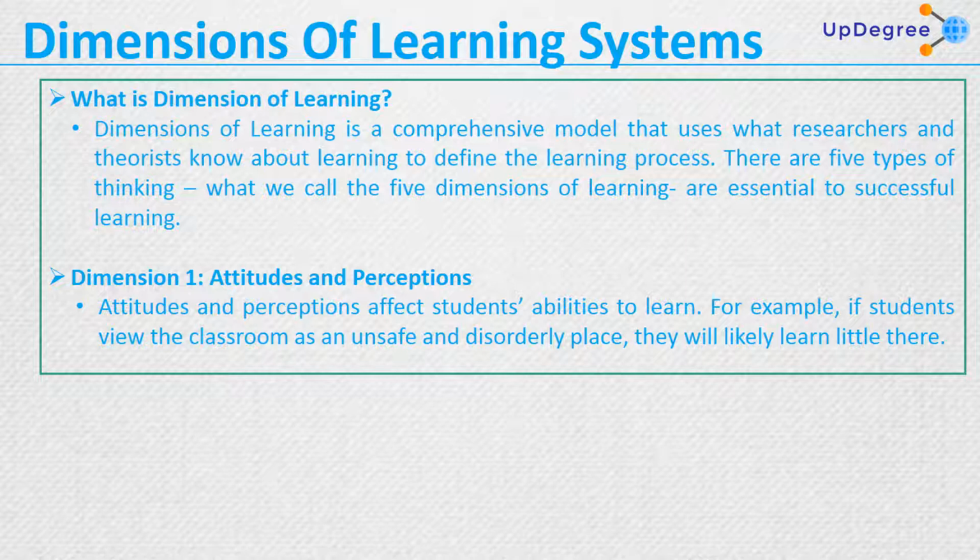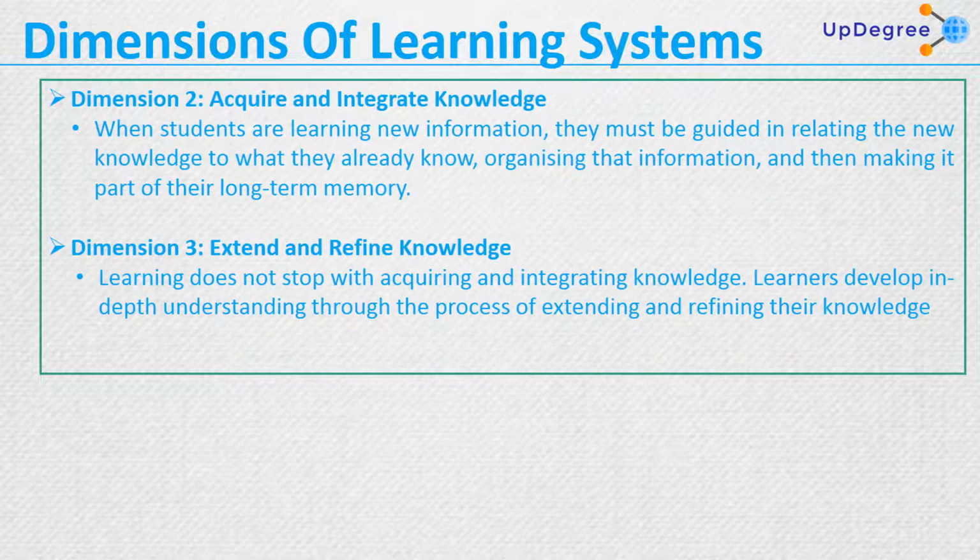So let us go to the first dimension, attitudes and perceptions. Attitudes and perceptions affect students' abilities to learn. For example, if a student views the classroom as an unsafe and disorderly place, then obviously they will likely learn little there. So the environment in which students are learning affects a lot how much the student will learn.